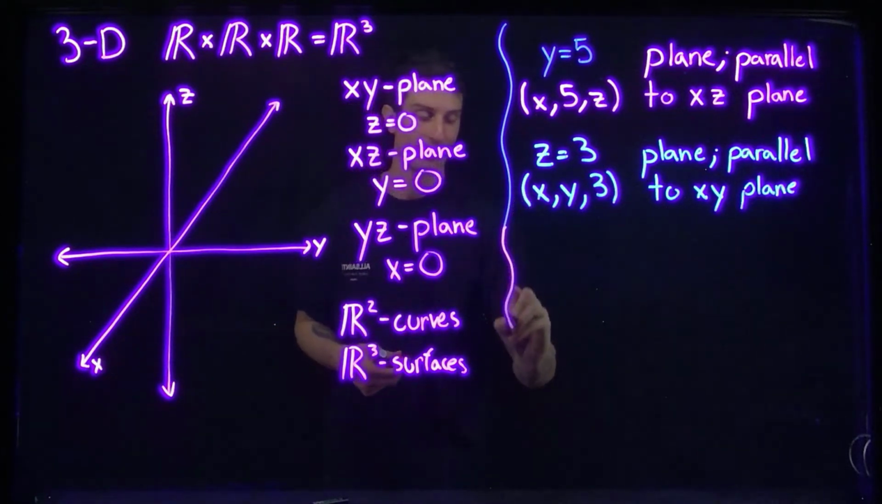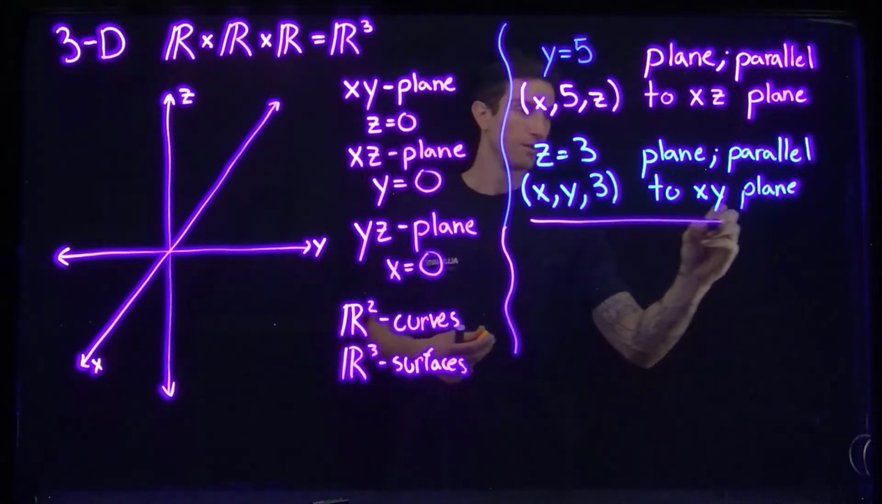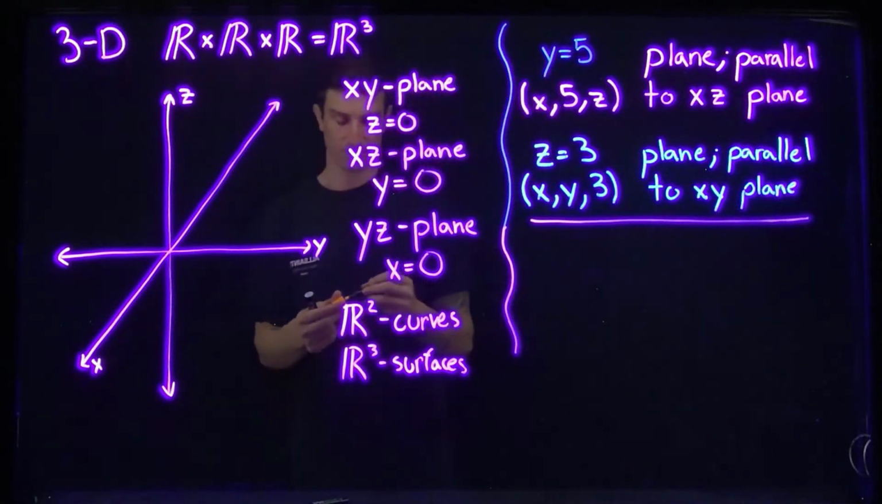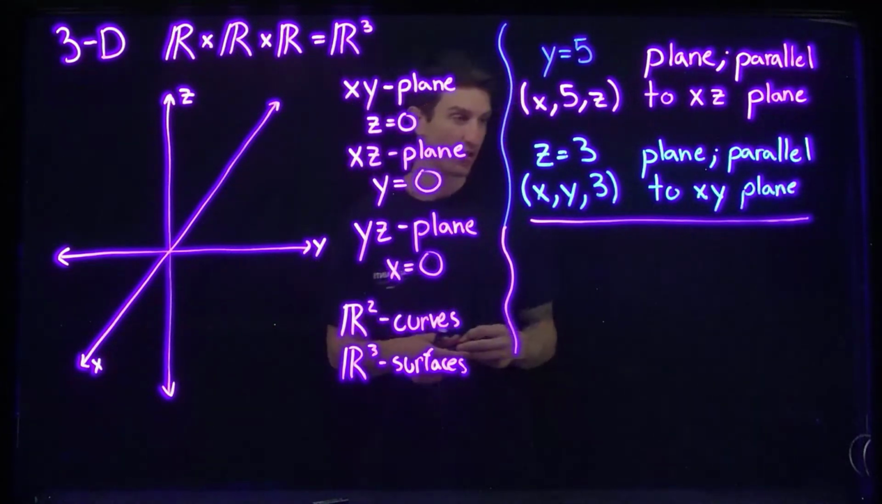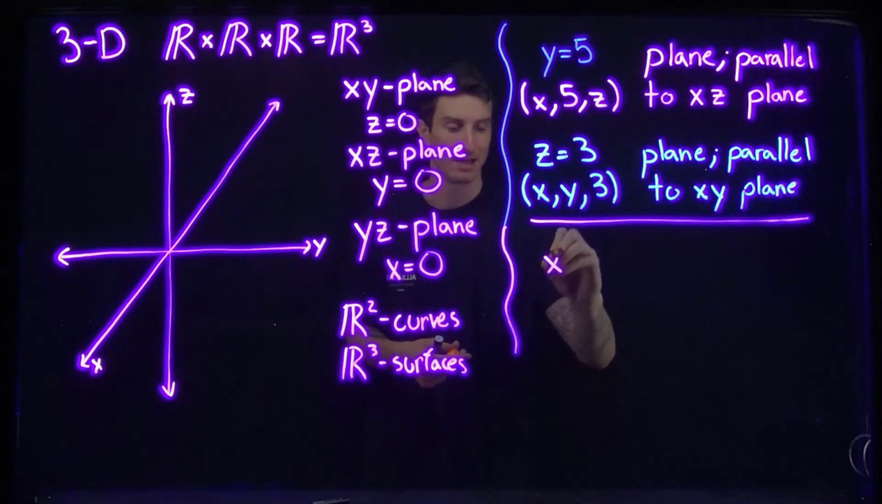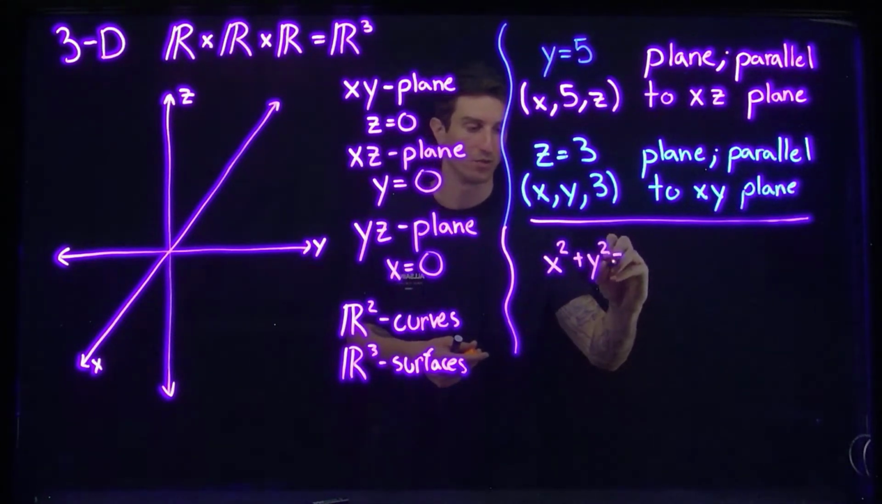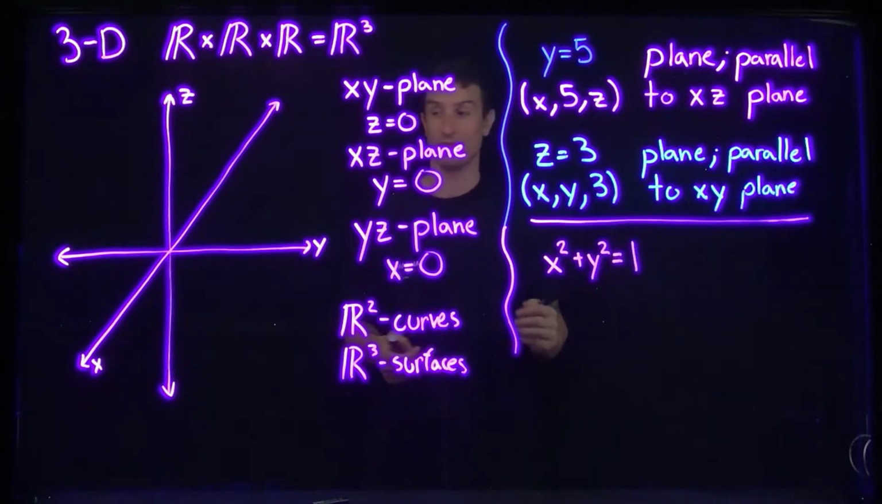Let's go ahead. I want to introduce one more thing before we take a break, just so we get an idea of one type of surface. So let's use an equation that hopefully we're all familiar with. Let's say x squared plus y squared is equal to 1. Right? Well, in 2 dimensions, we know what this looks like. This is a circle, right?